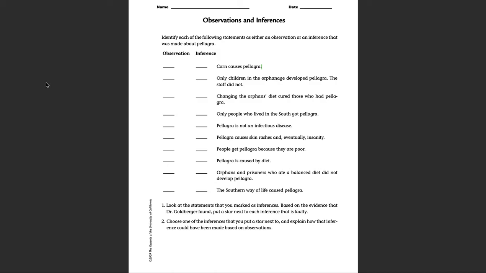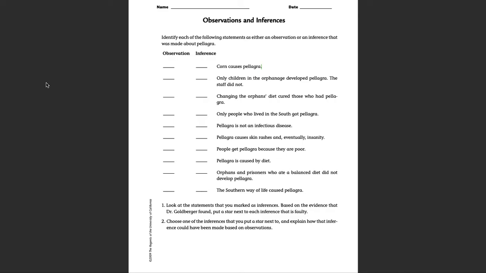And based on our key terms, we should know that an observation is something that is based on the use of our senses, whether it's something that we see, something that we hear, touch, taste, or even smell. And an inference is a conclusion that is drawn from reasoning and evidence.